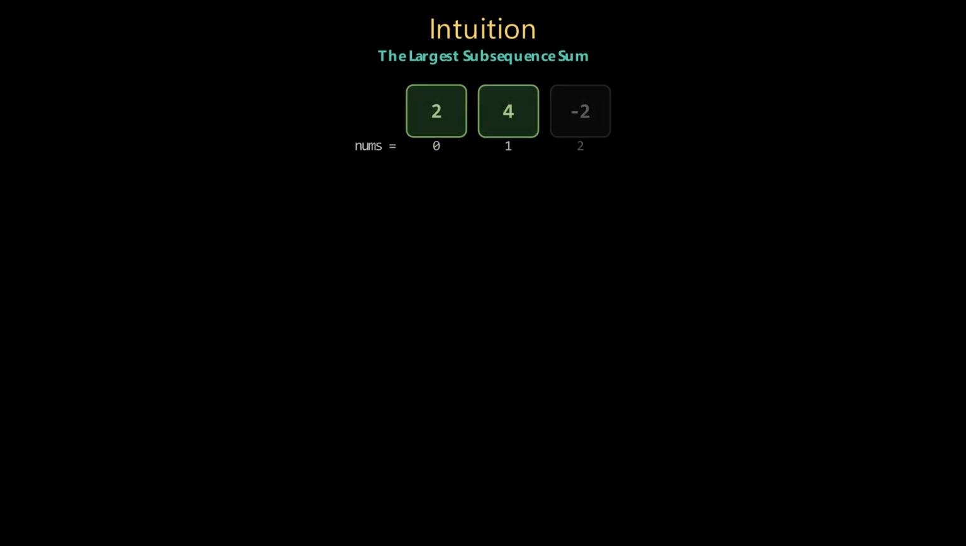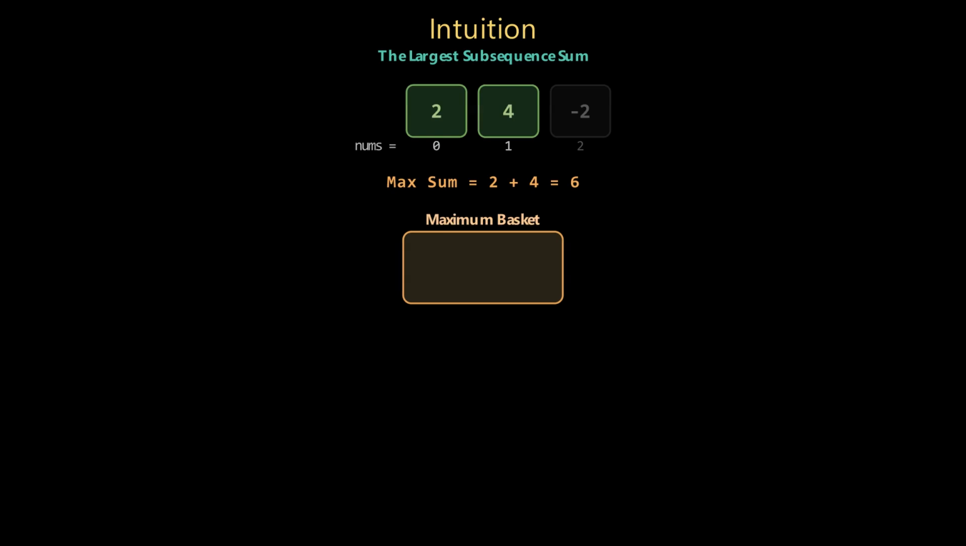Let's start simple. What is the single absolute largest subsequence sum we could possibly form? It's intuitive, we just take every single positive number and ignore all the negative ones. This gives us our starting peak, the number 1 largest sum.